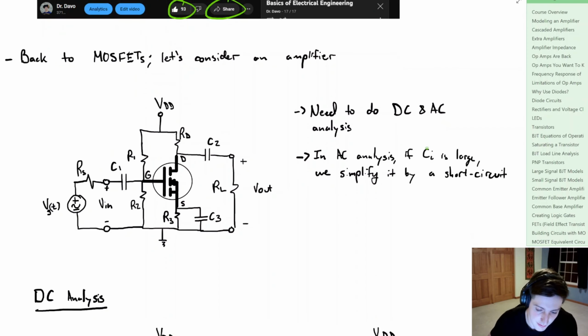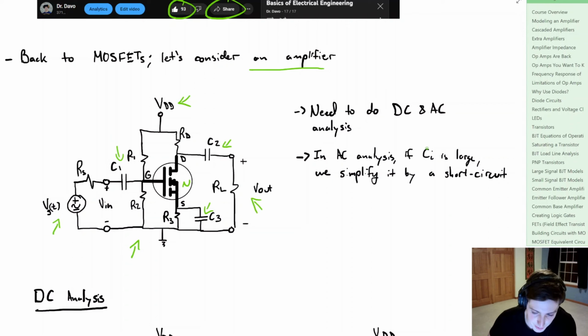So let's consider an amplifier. The amplifier circuit that we're going to look at looks like this, where we know that we're going to have our N-channel MOSFET. We have some capacitors. We have an input voltage, which is AC right here. We have another DC voltage right here, and then we have an output voltage.